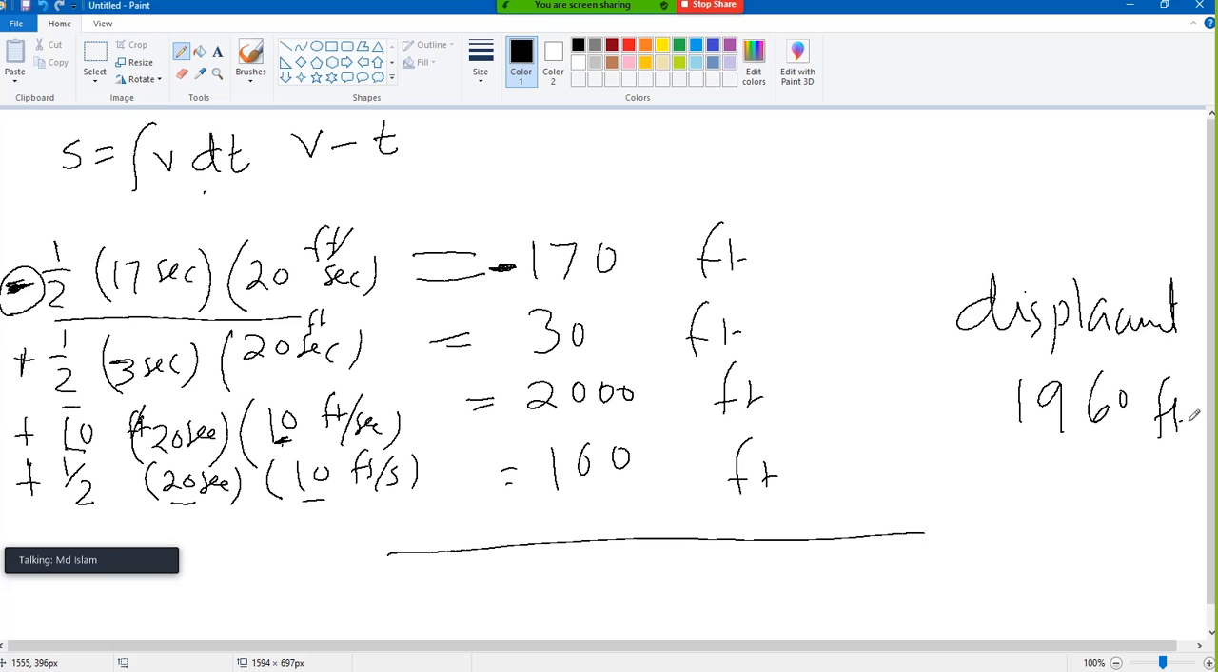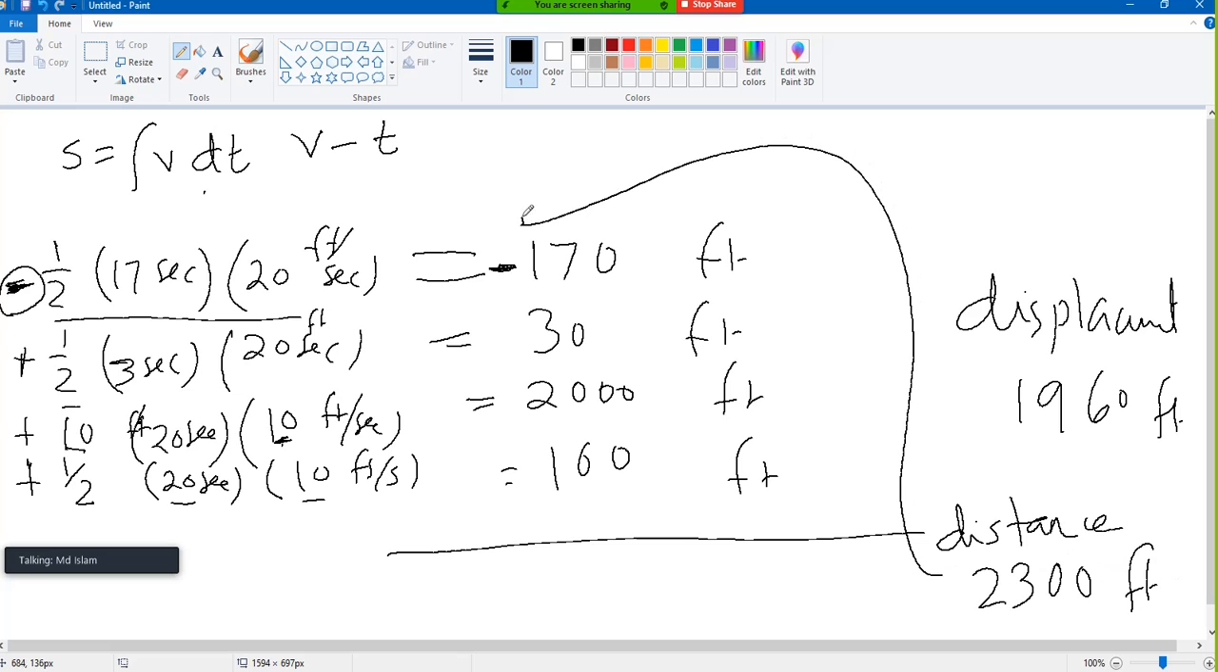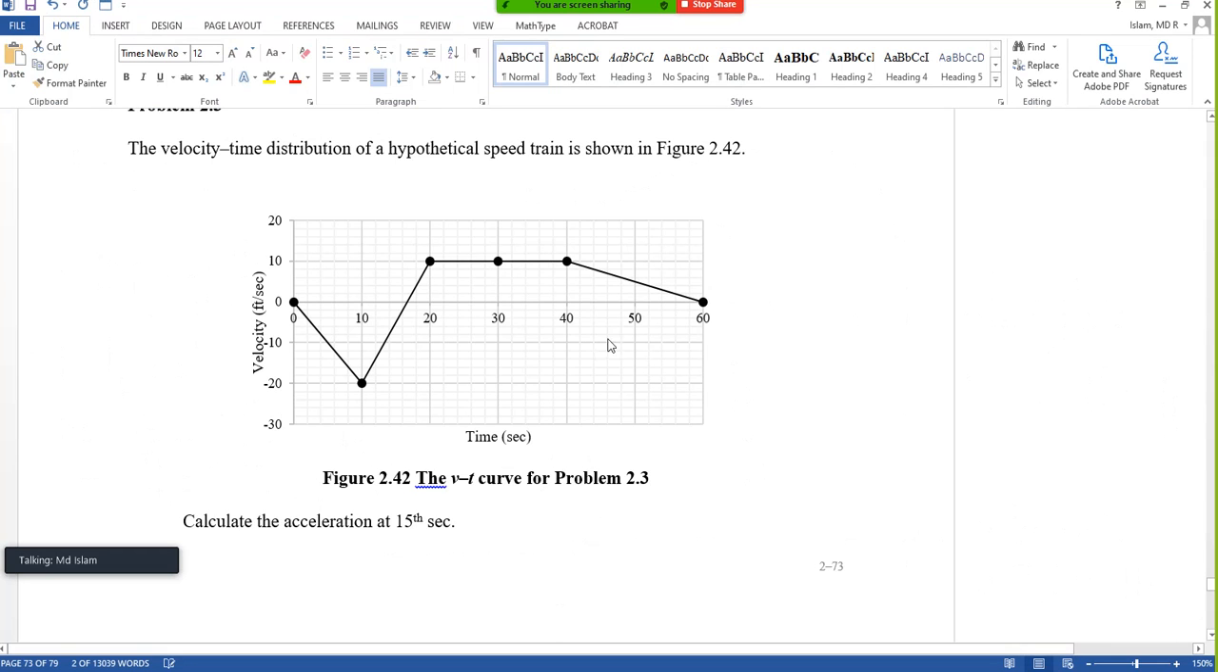So that will be 1960 feet. If the question asks for distance only, then I will not consider the negative sign, so it will be 2,300 feet, because in this case I am considering it positive. Hopefully you understood this problem, and the meaning of displacement and distance. Distance is a scalar, displacement is a vector. So that is how I solved this problem.